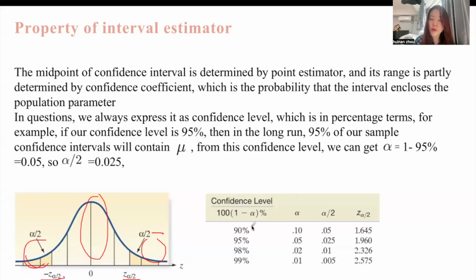And in this table, I also show you some common confidence levels that we will meet in our future questions. You can remember these values so that you can use them directly in your future problem solving. For example, if the confidence level is 90%, then its corresponding z value is 1.645. It is very convenient for you to use it directly.